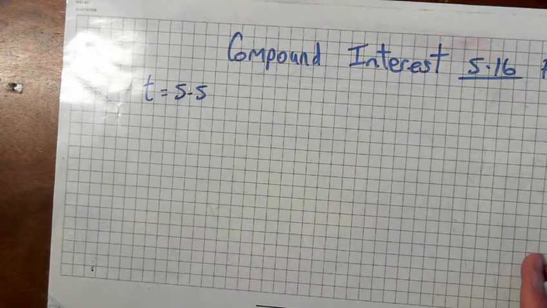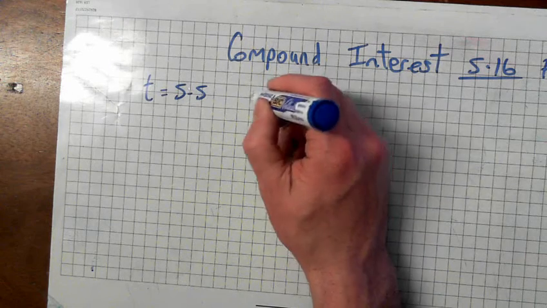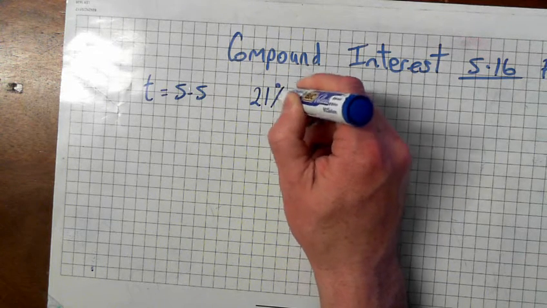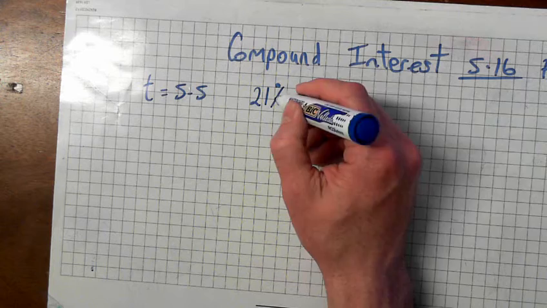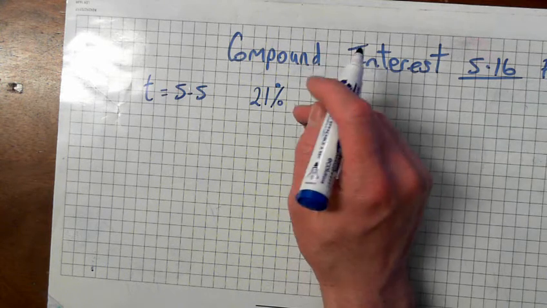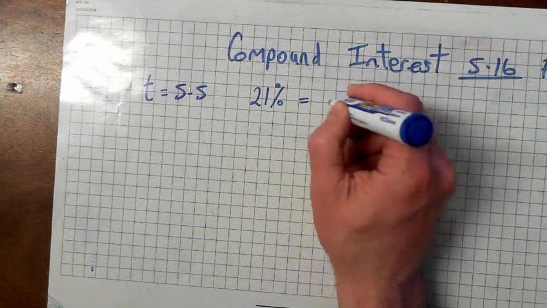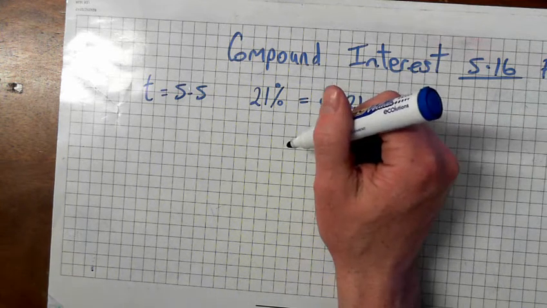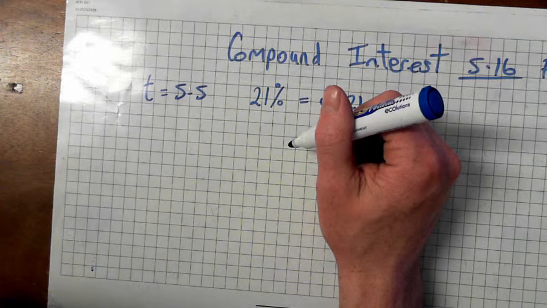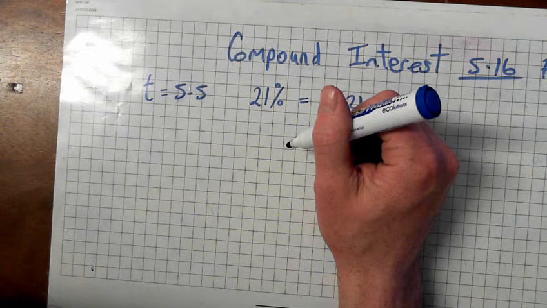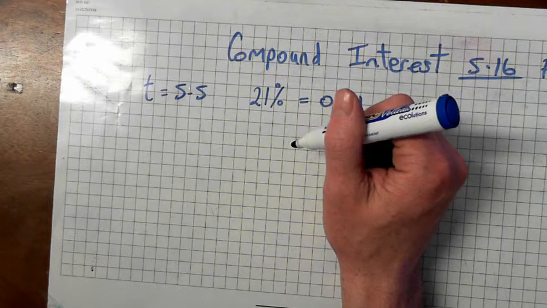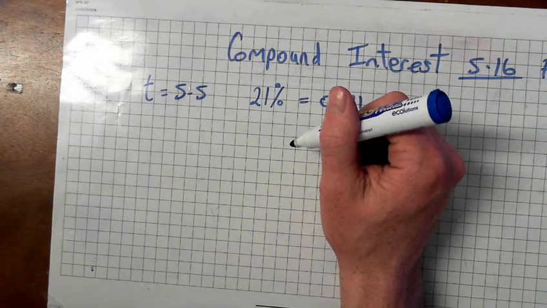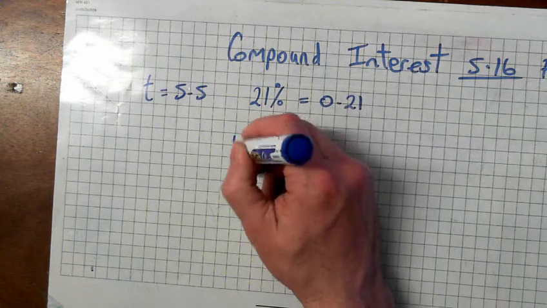You have the time, which is 5.5. You have the interest, which is 21%. How do you write 21% as a decimal? 0.21. All right. Okay, one second. So first of all, the first thing we do is write down the formula.